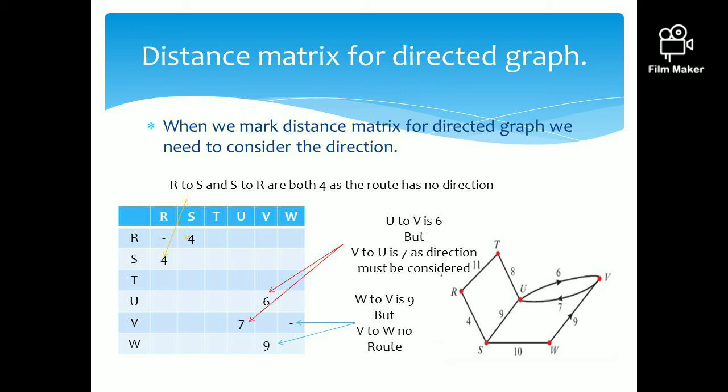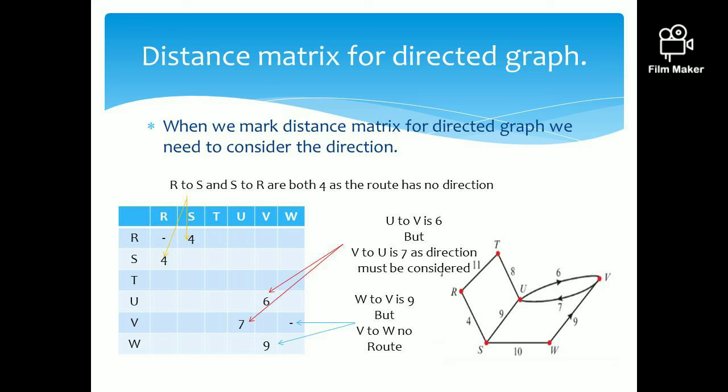Next fact is from U to V and V to U. You can understand if you travel from U to V, you have to pass a length of 6 units, but if you travel from V to U, you have to pass another route which has a length of 7. Therefore, U to V turn up into 6 and V to U turn up into 7.